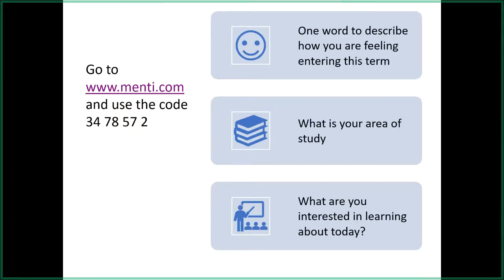So if you go to www.menti.com, and then enter that code that I provided, 3478572, you will see a screen with a question, one word to describe how you are feeling this term. So if you haven't done so already, I would encourage you to go ahead and do that. You can submit up to 3 responses. And then once you've done that, you can actually move to the next question as well, which is, what is your area of study? And then the last question, what are you interested in learning about today? So I'll just give you a moment or two to do that.